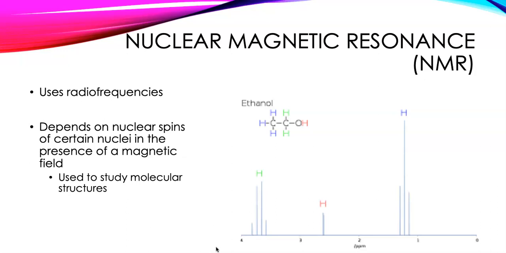So it's about nuclear spin, and then we can use that to look at molecular structures, and it can be used for very small molecules. It can be used for very large proteins. There's lots of different applications of NMR, right?